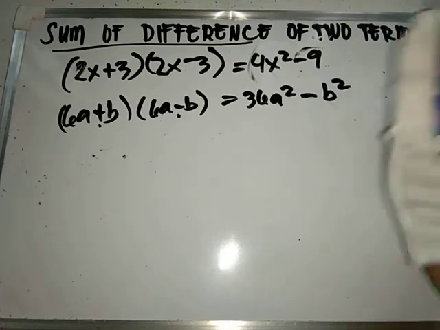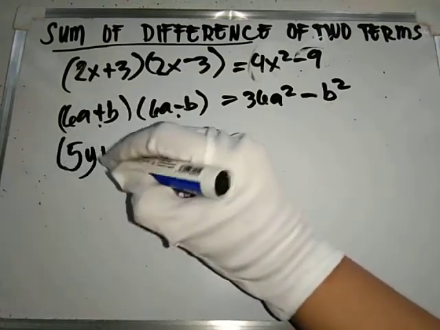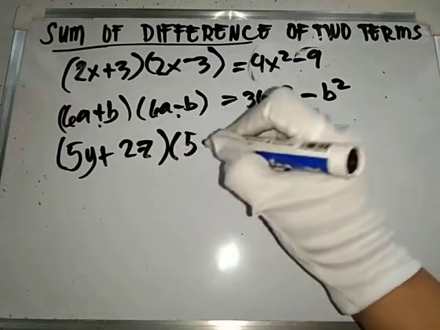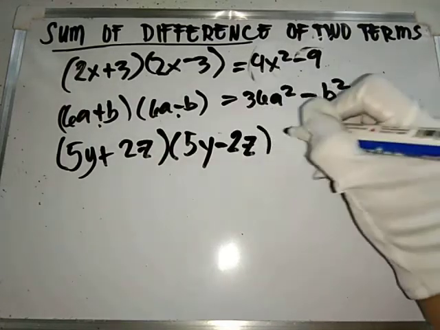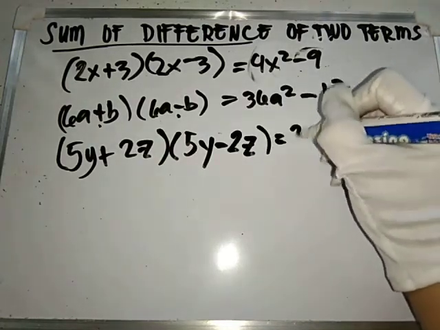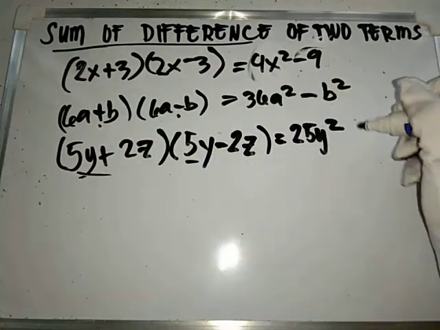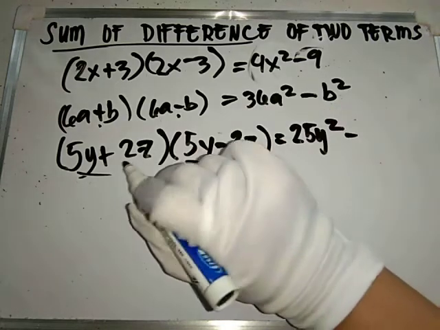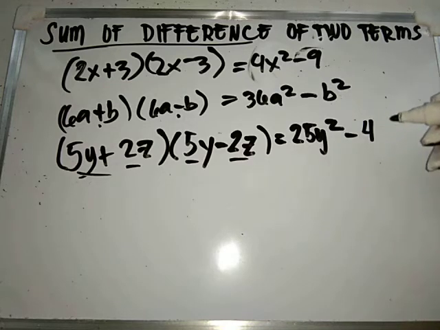Another example. The last example. 5y plus 2z times 5y minus 2z. So, first term to first term, 25y squared. So, our operator again is negative. So, last term times last term is equal to 4z squared.